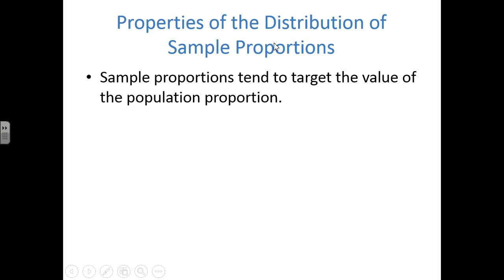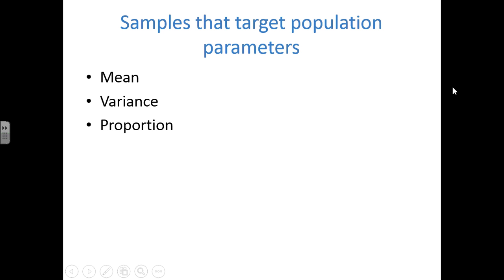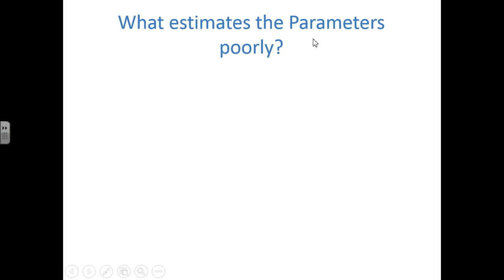That turns out to be the average proportion from our population. So let's look at the properties of the distribution of sample proportions. Sample proportion tends to target the value of the population proportion. And under certain circumstances, the distribution of sample proportions will approximate a normal distribution. Now, samples that target population parameters are mean, variance, and proportion. But which ones estimate their parameters poorly?